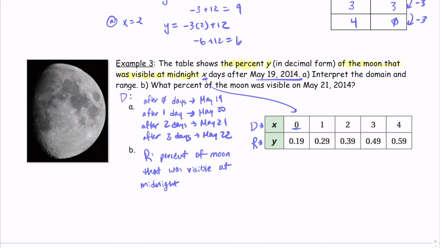So that's how you interpret your domain and range. For the domain, you have to use what your x values represent within the context of the problem and figure that out. Range is pretty much the units of what I'm measuring. So that is also what will help me out. So that was all for part A.